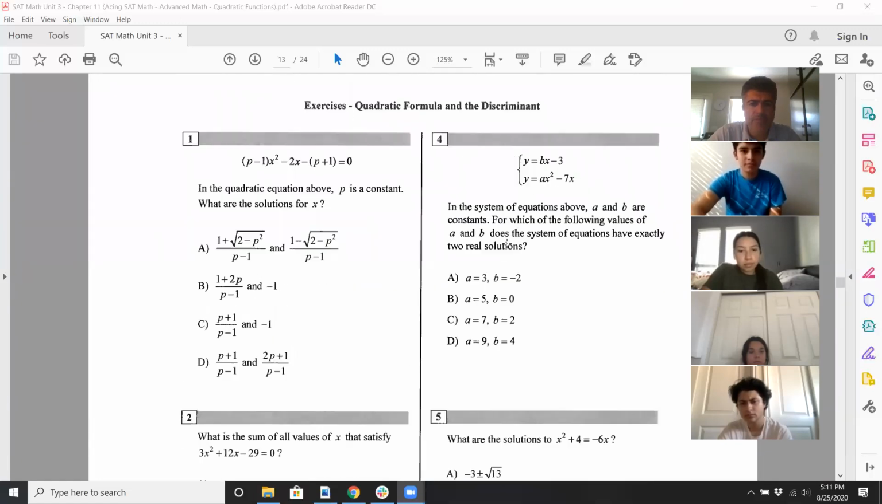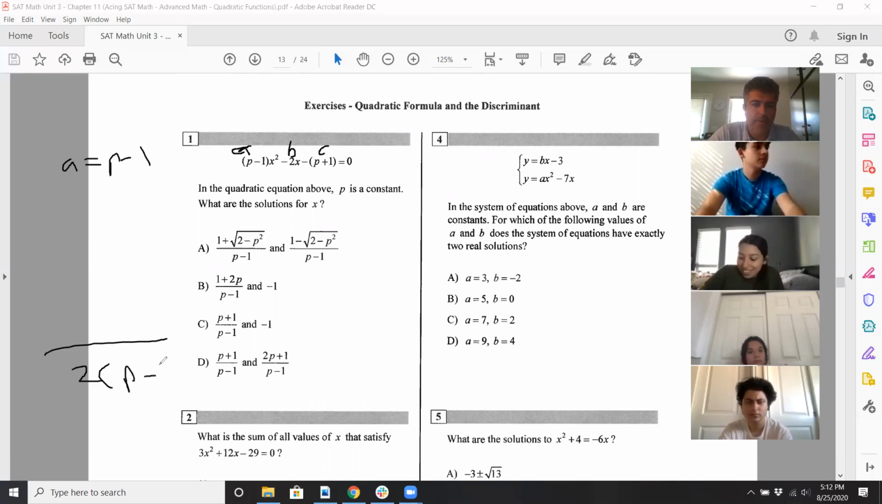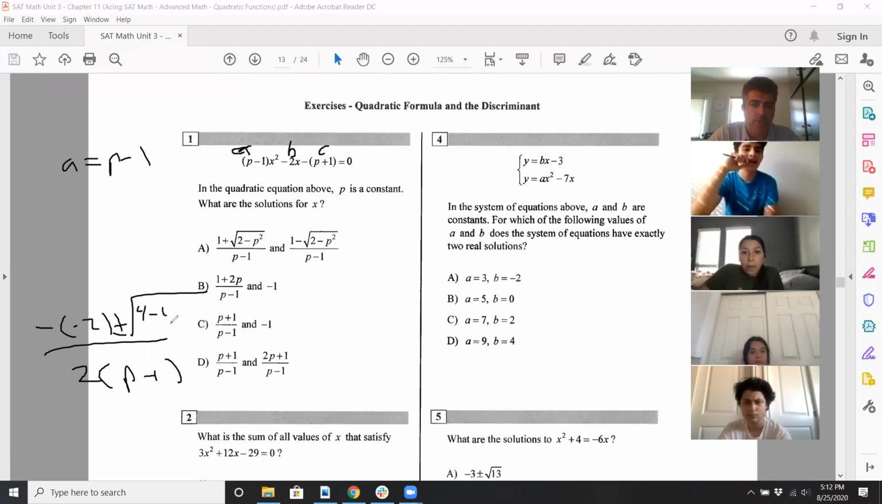So let's look at 1 and 4. Here they're asking for all the values, all the solutions of x. Now remember, this is A, this is B, this is C. A is P minus 1, so clearly you're going to be dividing by 2A when you do the quad form. B is negative 2, so we put negative, negative 2, mind you, plus or minus B squared, which is 4, minus 4AC.